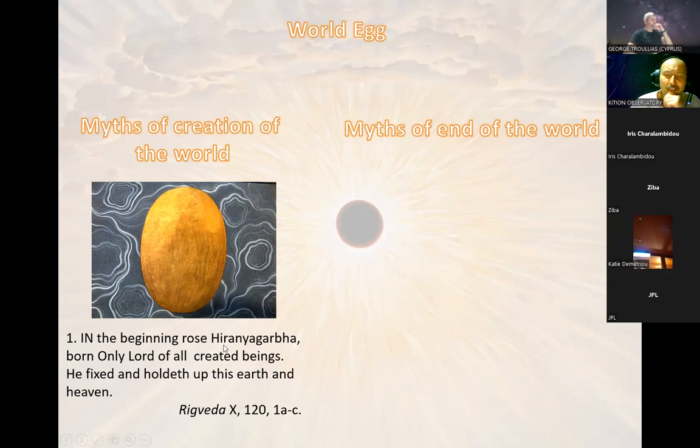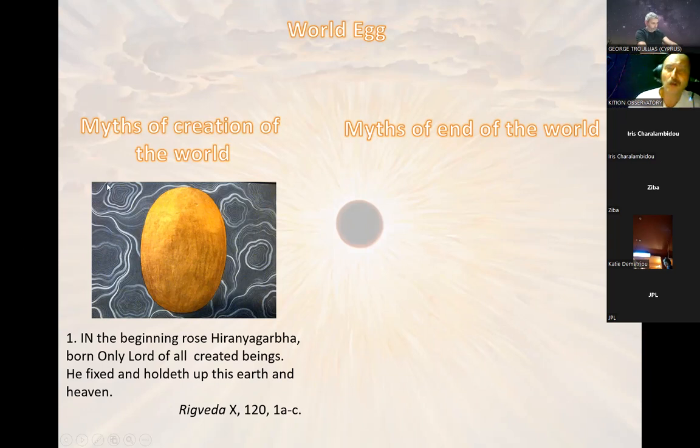The name is Hiranyagarbha, which should mean golden seed. It is in waters. The first stanza describes this text, and the seventh stanza, some stanzas later, reveals that Hiranyagarbha is in waters. So in the beginning rose our golden seed, and it is the beginning of all created beings. So this is a myth of creation.